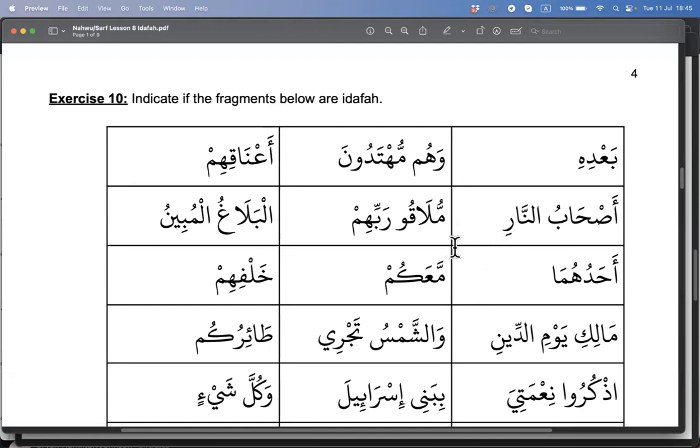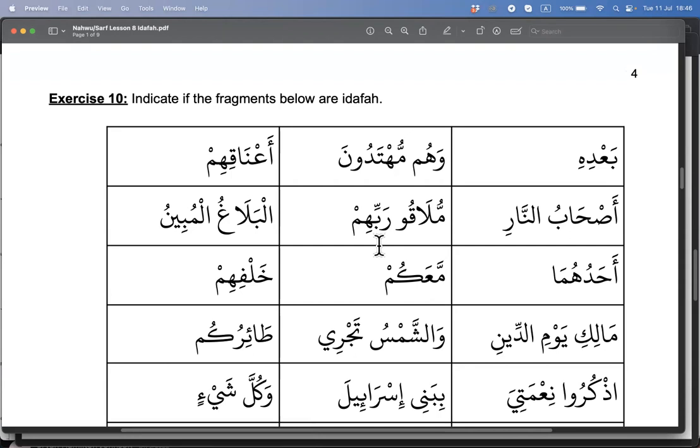Next one. Mulaqu rabbihim. Where's the mudaf ilayhi? Mudaf is mulaqu rabbi. Him is the mudaf ilayhi. Rabbi and him. So Rabbi is mudaf, and him is mudaf ilayhi. This is the mudaf part, right? Can you give me the four properties of Rabbi? What's the status? It's jar.